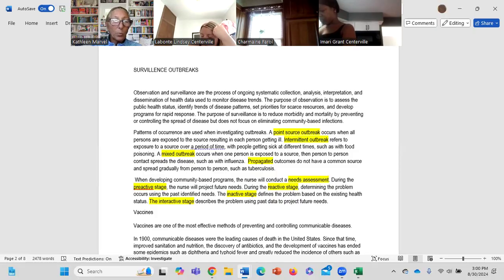A mixed outbreak. This is person to person spread. The best example is the flu. We pass on the flu to family members or coworkers or kids. And then the last kind of outbreak is called propagated. It doesn't have a common source. It spreads very gradually, and the best example is something like TB. So be able to identify a scenario. Is it a point source? Is it intermittent? Is it a mixed outbreak or propagated?